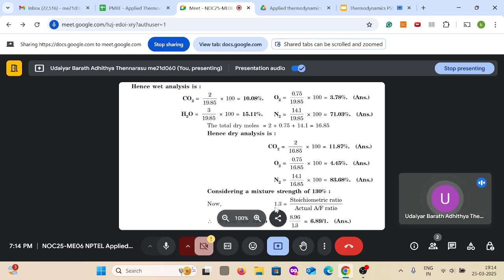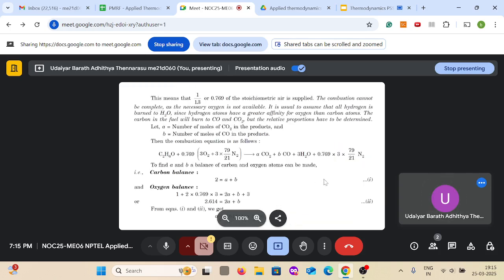And similarly, when we have an equivalence ratio of 1.3, that is the stoichiometric air-fuel ratio divided by the actual air-fuel ratio. So the stoichiometric ratio divided by 1.3 gives 6.89, or 1 by 1.3, which is 0.769. So we are using less than stoichiometric air, so there will be incomplete combustion. In that case, we write this equation: C2H6O plus 0.769 air gives you A CO2 plus B CO plus 3H2O and nitrogen.